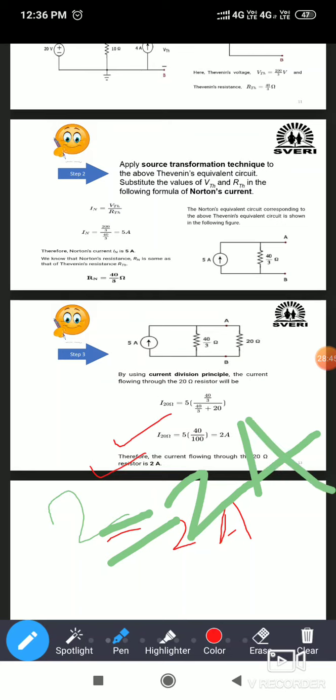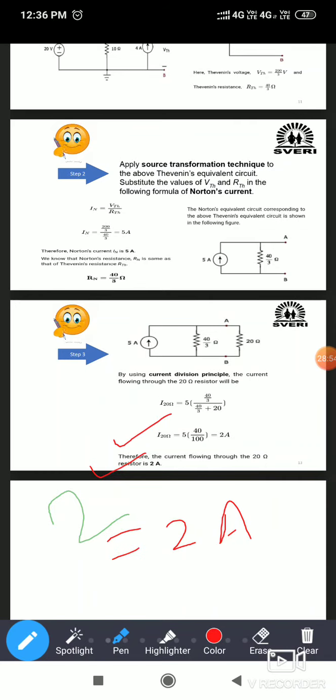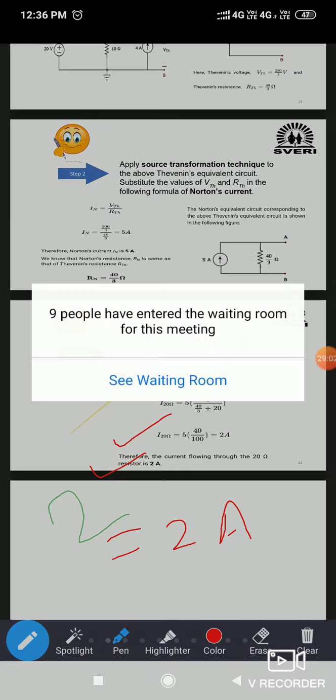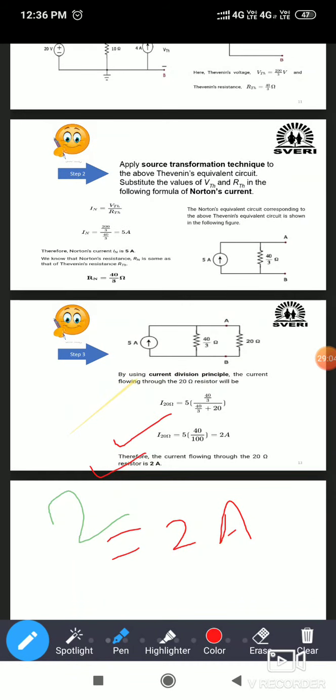By using Norton's theorem also we can find out the current passing through 20 ohm. By using Thevenin's theorem also we can find out the current passing through 20 ohm. So whichever method you feel is easy, you can follow that method. But whatever the question asks is what is important. Do you understand? They are asking to find out the current passing through 20 ohm. Even though they ask for Norton's, you can use Thevenin's and convert into Norton's by using source transformation.